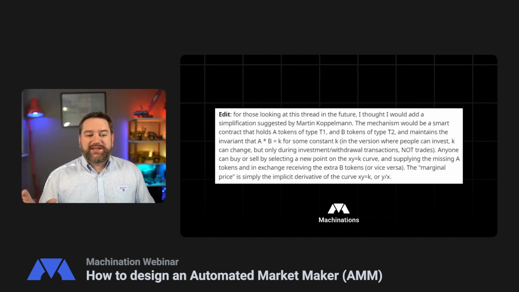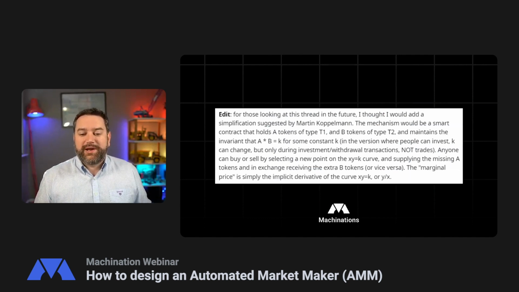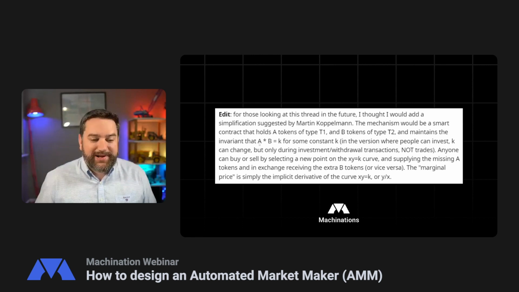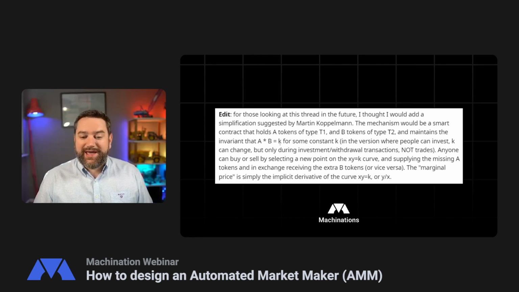And this is really the key part that we're going to be walking through today, which is this formula: A times B equals K, and the variations of this and the core principles of an AMM.